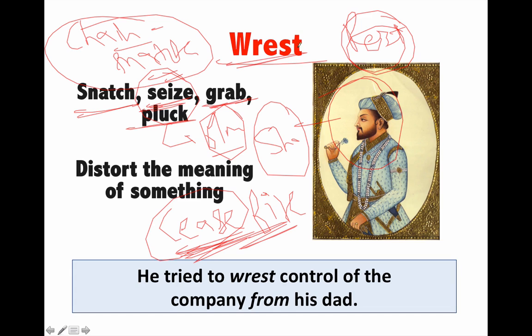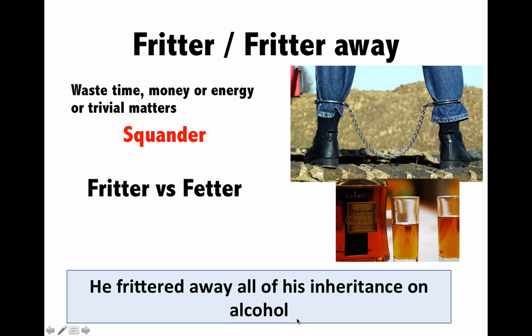Now there is another meaning of wrest, which means to distort the meaning of something. If somebody has spoken something to you, you might twist and turn and present what he had said to you in a completely different way. That means you are distorting the meaning, or you are wresting the meaning. But wrest is more commonly used like this: snatch, seize, grab, pluck. So for example, he tried to wrest control of the company from his dad, which means he tried to snatch the control of the company from his dad.